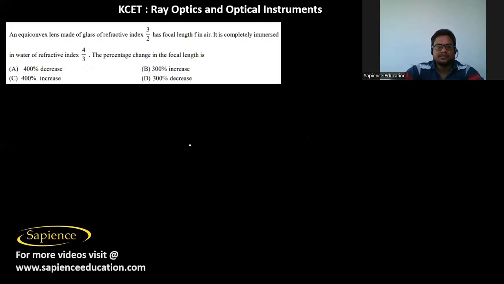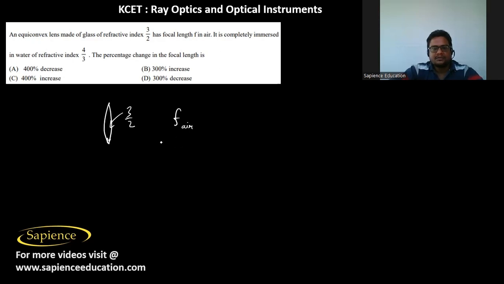Yeah, so here it has been told that an equiconvex lens, equiconvex means on both the sides the radius of curvature is the same. So it has refractive index of 3 by 2. It is made up of glass only. It has focal length f in the air, and if it is completely immersed in water of refractive index 4 by 3, then the percentage change in the focal length is.